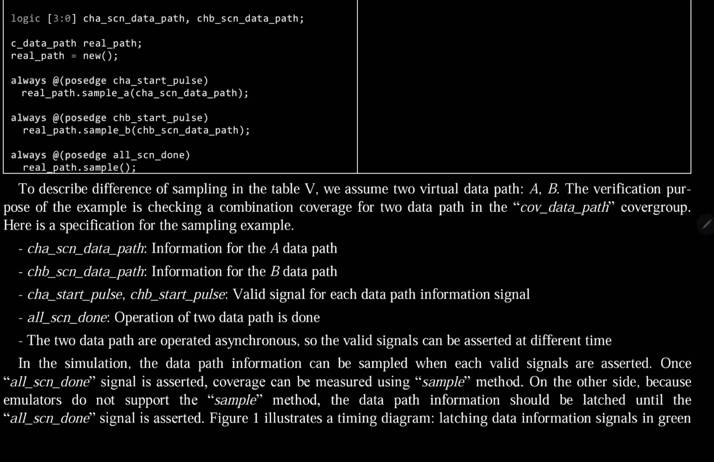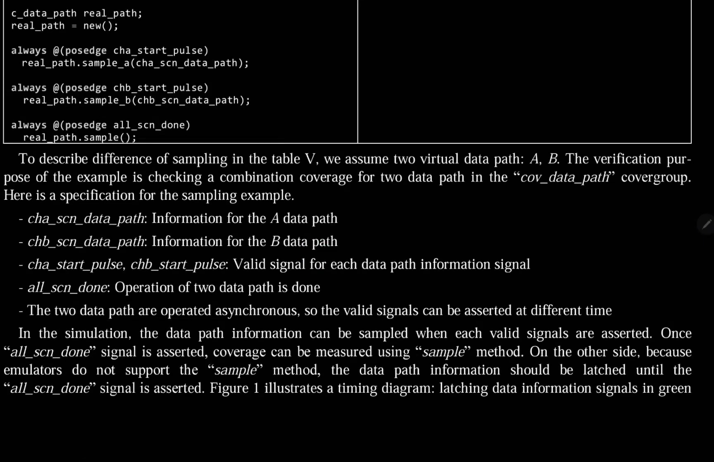So, to describe different sampling in the table 5, we assume two virtual data paths, A and B. The verification purpose of the example is checking a combination coverage for two data paths in the cover_data_path cover group. Here is a specification for a sampling example. CHA_SCN_data path information for A data path. CHB_SCN_data path information for the B data path.